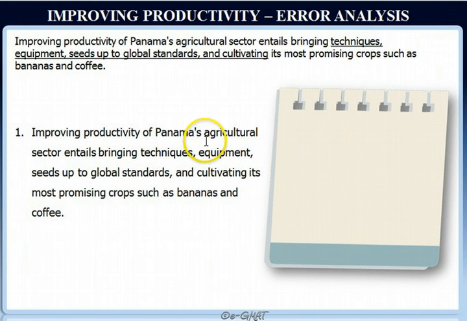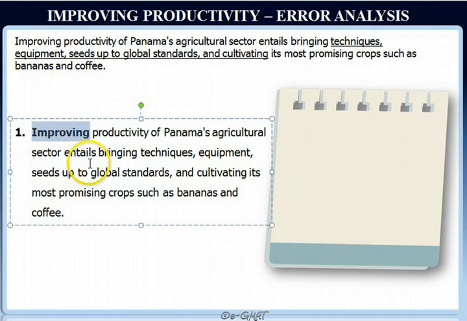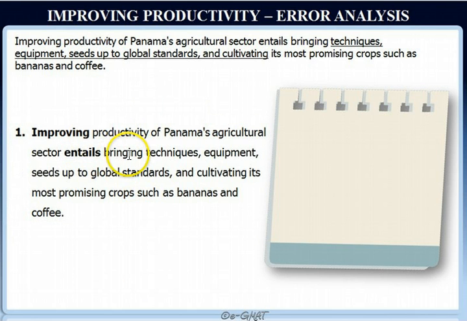Improving productivity of Panama's agricultural sector entails. So here, improving the productivity entails is the subject verb pair. Entails bringing techniques, equipment, seeds up to global standards and cultivating its most promising crops such as bananas and coffee. So this sentence has only one clause.